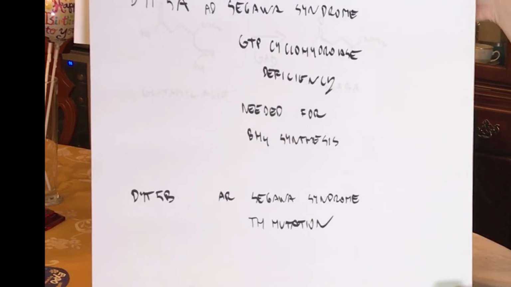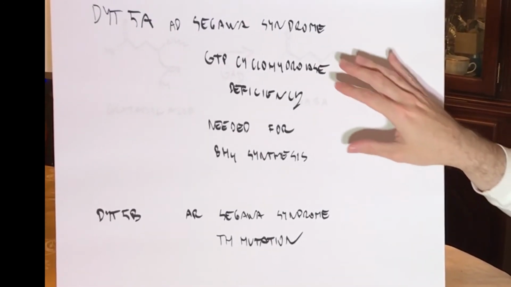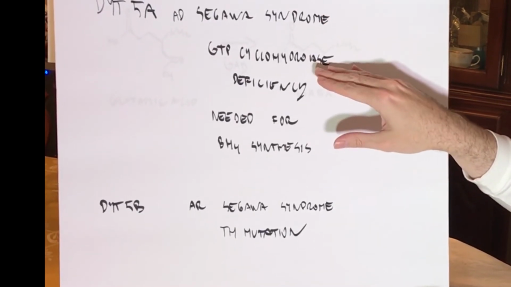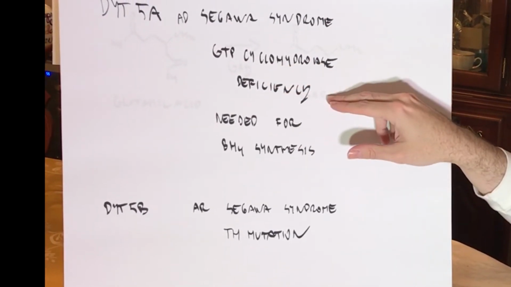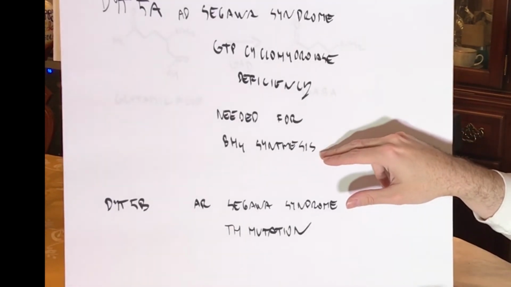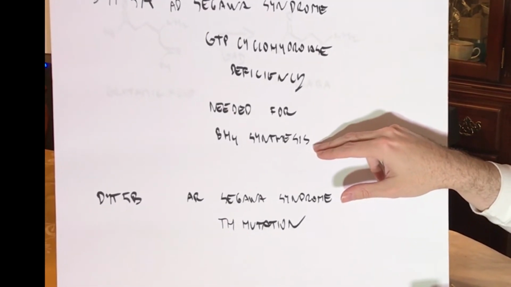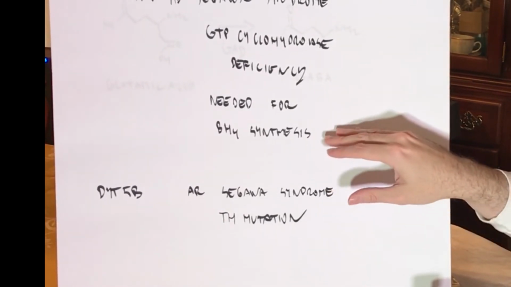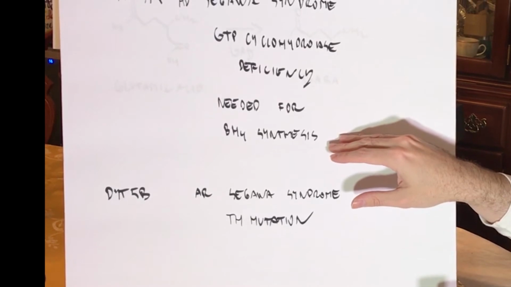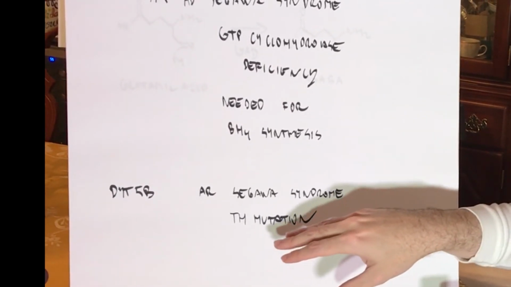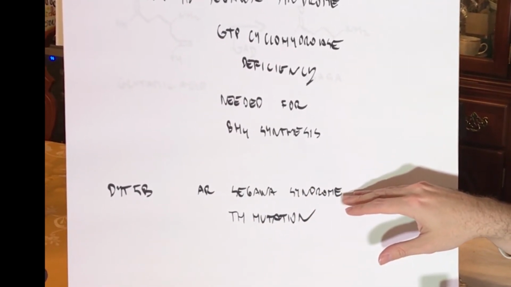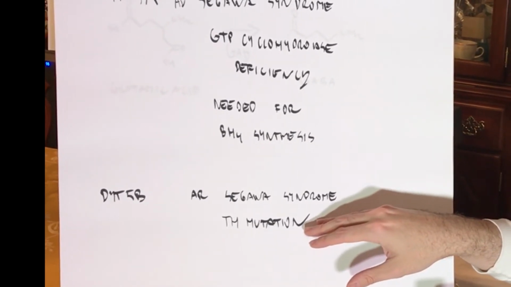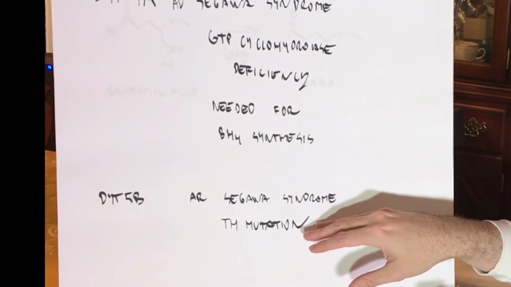So as far as the relevant inherited disorders here, Segawa syndrome is a syndrome of GTP cyclohydrolase deficiency, which is needed for tetrahydrobiopterin synthesis. And this is a cofactor of multiple reactions, including tyrosine hydroxylase, which is the rate-limiting step for making levodopa. DYT5B, or autosomal recessive Segawa syndrome, is a direct tyrosine hydroxylase mutation. Again, that's the rate-limiting step for making levodopa.